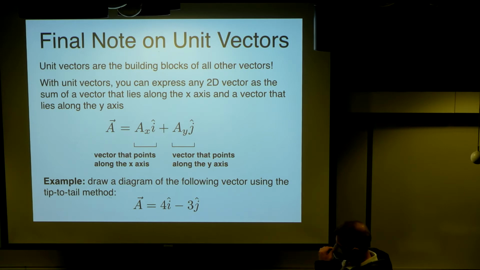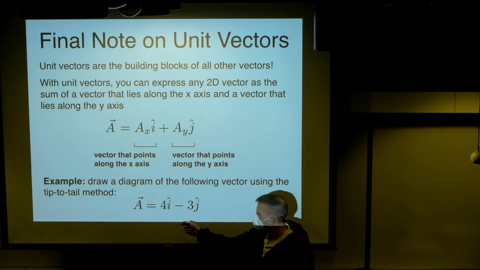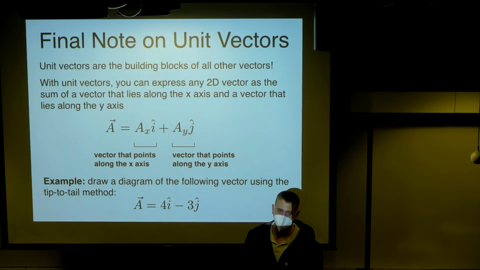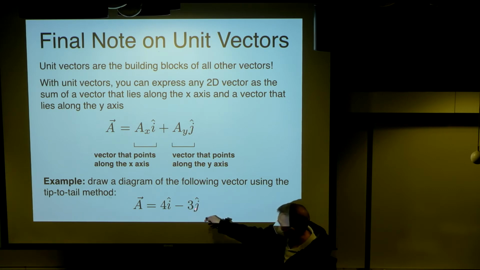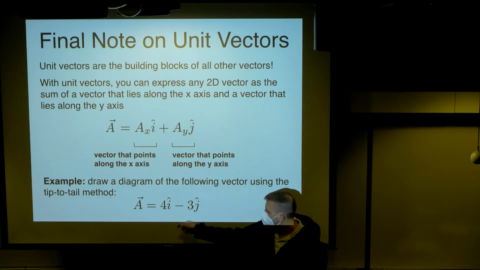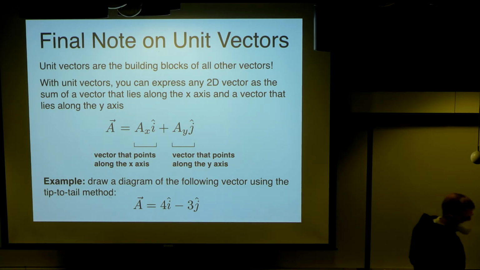So let me show you what I mean with an example, okay? If you don't see what I'm saying already, hopefully this example will make it clear. Let's say we have vector A, which is 4 times i hat minus 3 times j hat, okay? What I want you to see is we're adding this vector 4 i hat to this vector minus 3 j hat to get the vector we want, okay? And that's how we're building it up from the i hat and j hat components.